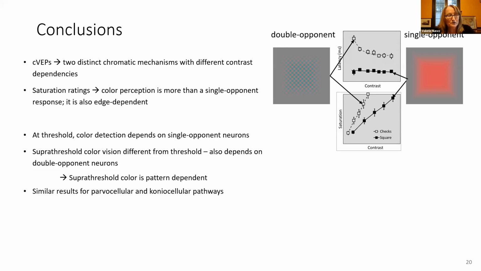Next, we had similar results for both parvocellular and koniocellular pathways. Given that these pathways are physiologically different, this is quite remarkable.